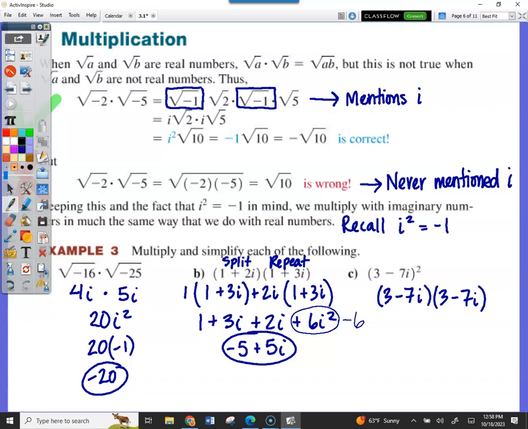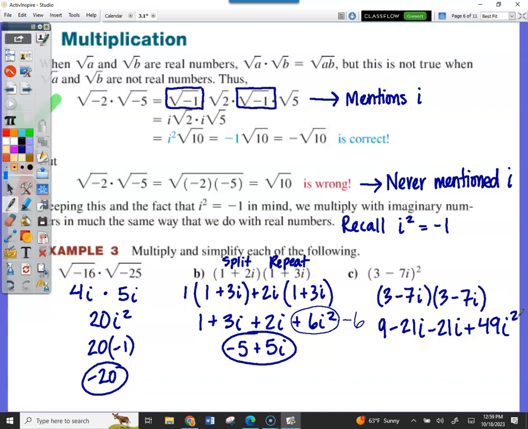Now I'm going to do first, outer, inner, last. So first times first, outer, inner, last. You will notice that I make my i have a little curve at the bottom so that I don't accidentally look at it and think it is a 1.